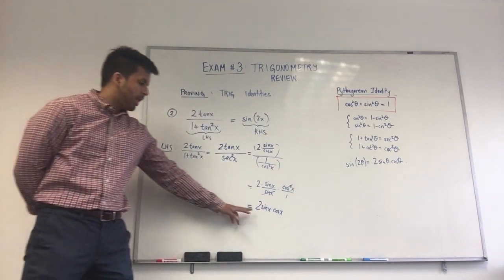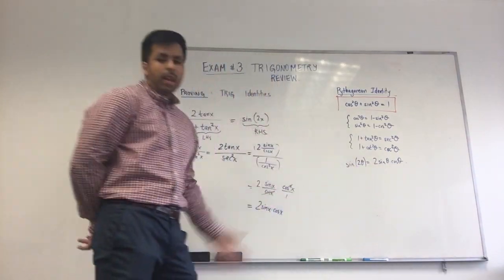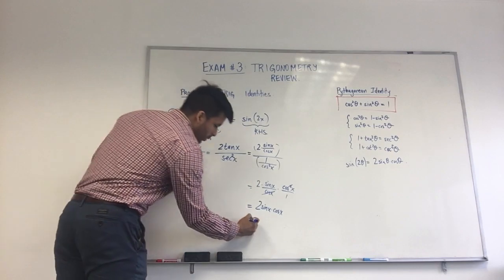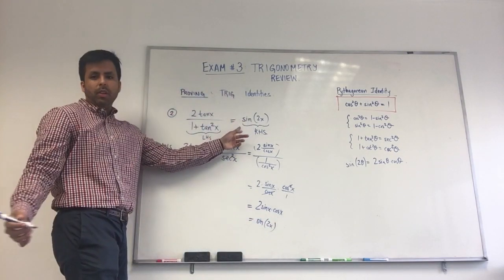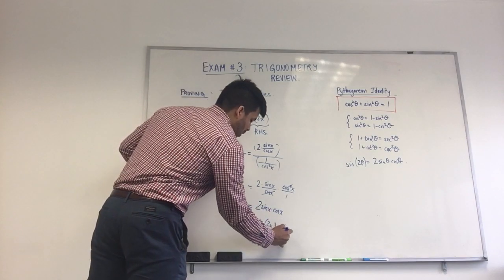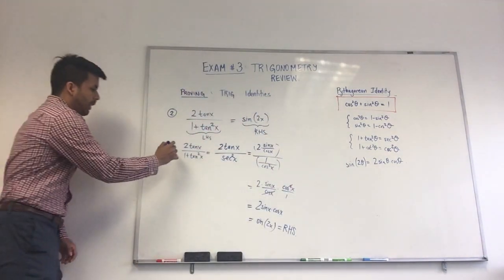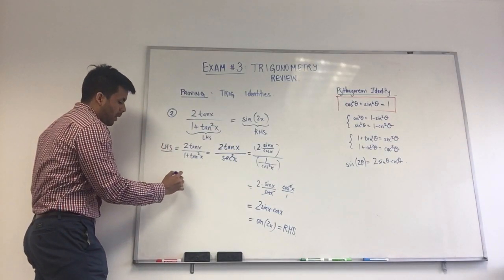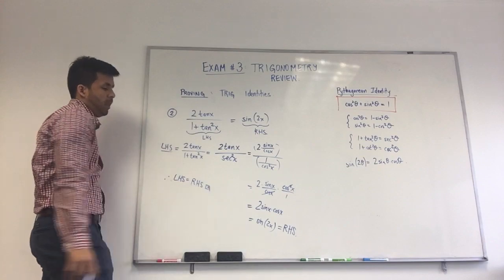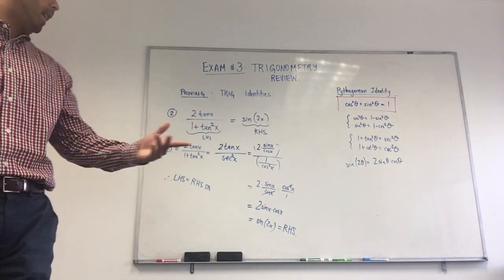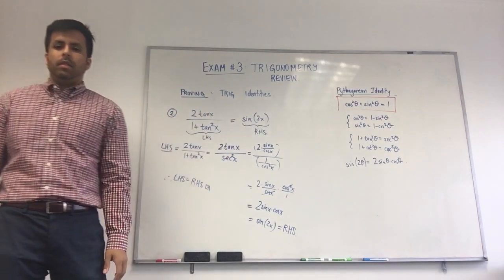But what's 2 times sine x cosine x? It's exactly the double angle formula for sine. So this equals sine of twice the angle, which is exactly what I'm trying to show, the right hand side. So then I show that the left hand side equals the right hand side. I'm done. I've shown that this identity is indeed a true identity.